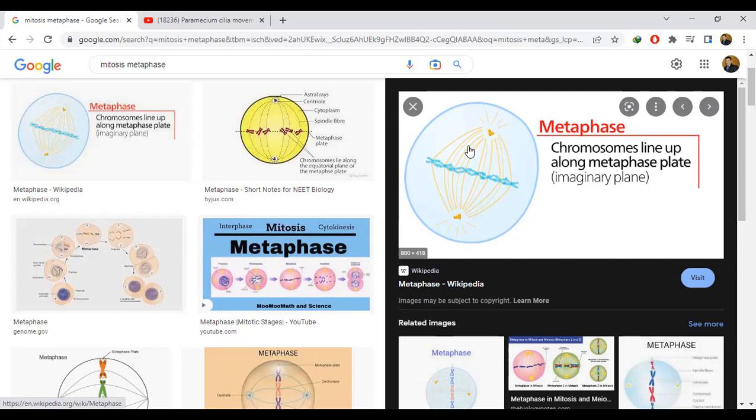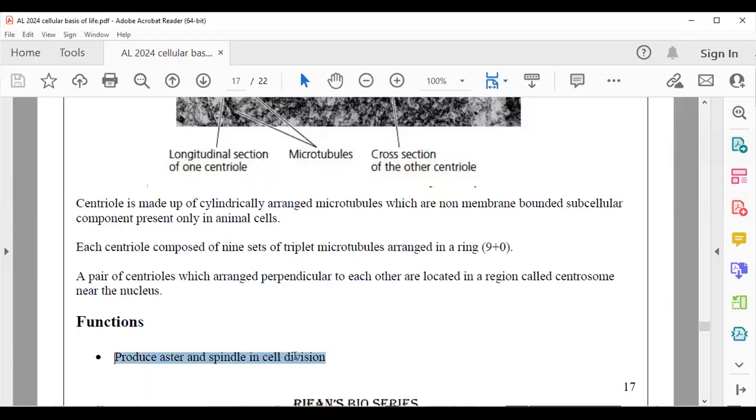So to make these spindle fibers, who is responsible? Centrioles, or you can say the centrosome is responsible. Understood? So that is the function mentioned here. What do they produce? Read this one. Produce aster and spindle in cell division. You might ask what the aster is.